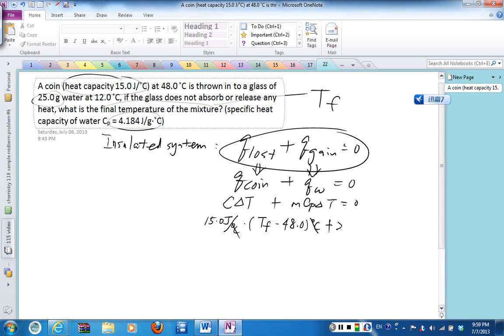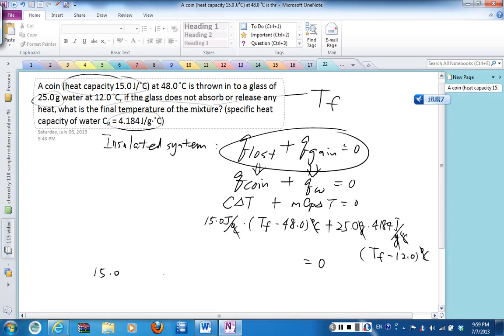Plus mass of water, 25.0 grams, times Cp, 4.184 joules per gram degree Celsius. Gram cancel. And delta T again. Now we don't know the final temperature, but it should be the same TF, minus the initial temperature of water, 12.0 degrees Celsius, and degrees Celsius cancel. And the total of this calculation should equal 0. So let's write it out. 15.0, now both are joules, so I'm going to omit that unit, times TF minus 48.0, plus 25.0 times 4.184 times TF minus 12, equal to 0.